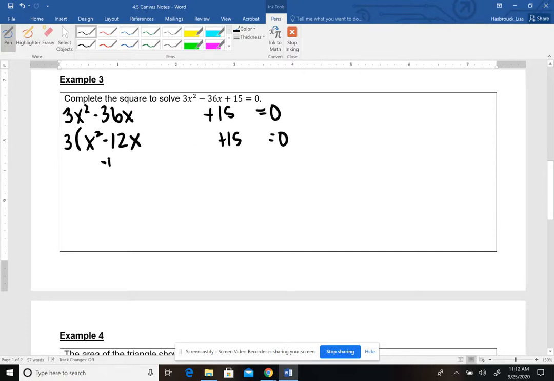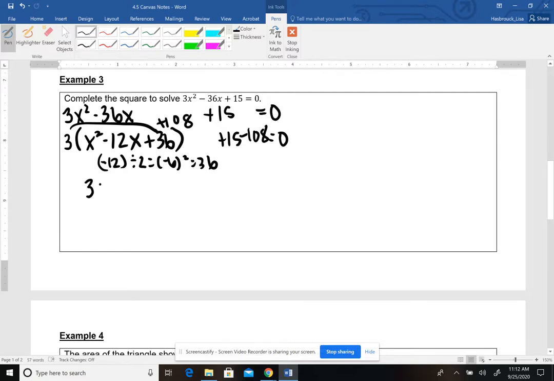Now we can take that negative 12, divide it by 2 to get negative 6, and square it to get 36. So I put a plus 36 in here, and then I close it. Now we didn't really add 36, we added 3 times 36, so we added 108. Since we added 108 to the problem, we need to balance it out by subtracting 108 on the right.